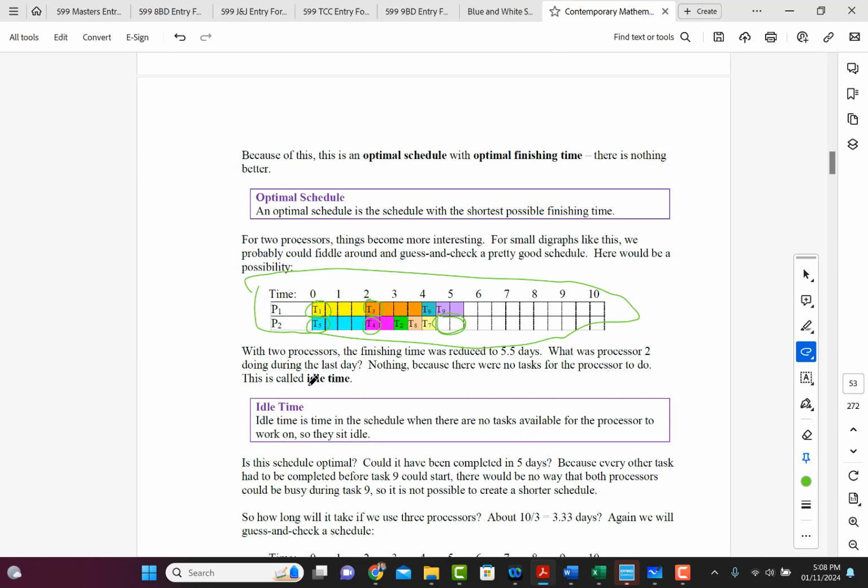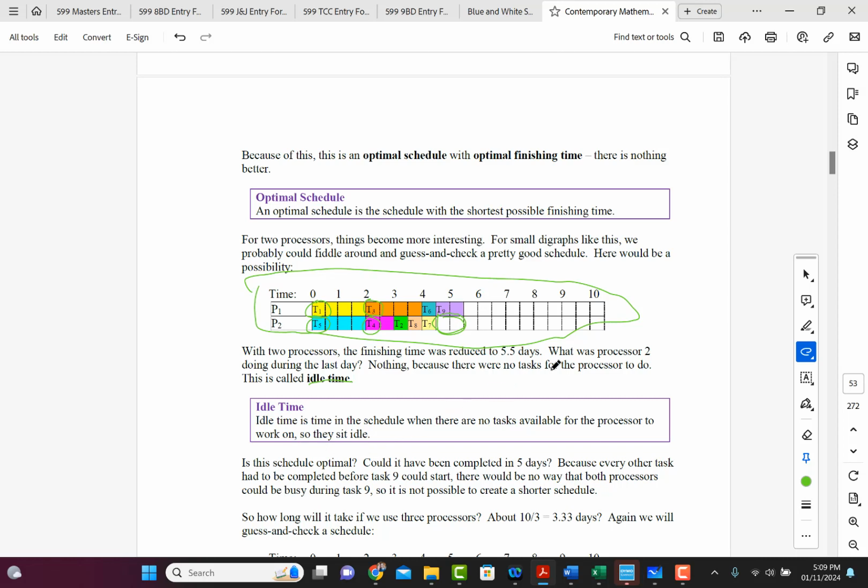This is called idle time. Okay? Idle time is time in the schedule when there are no tasks available for the processor to work on. So they sit idle. Okay, now, this processor could have been working on another job. Who knows?